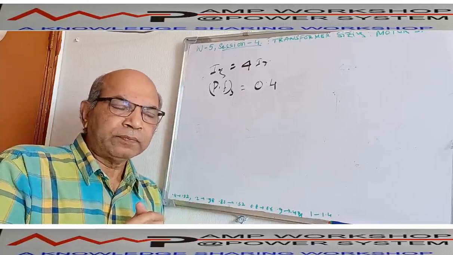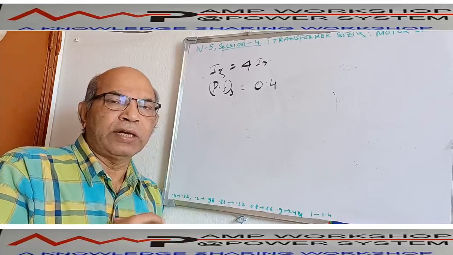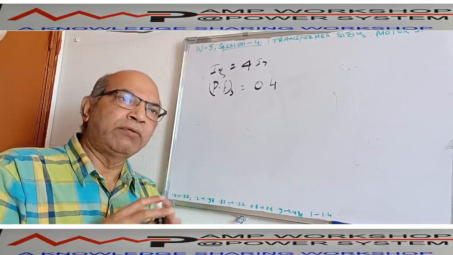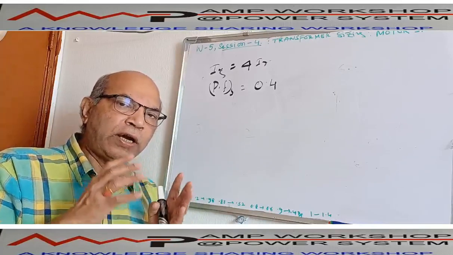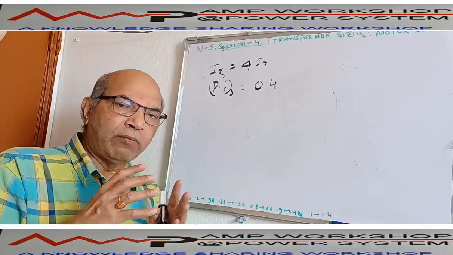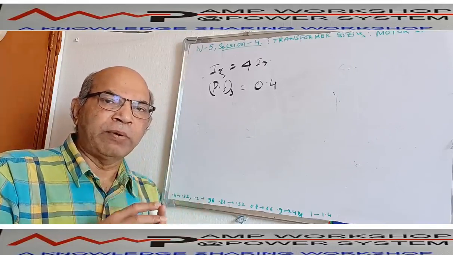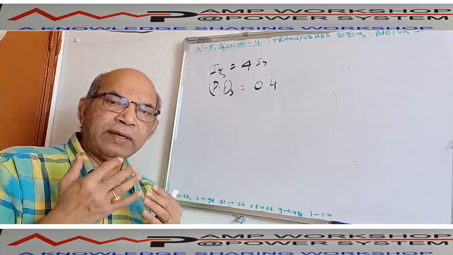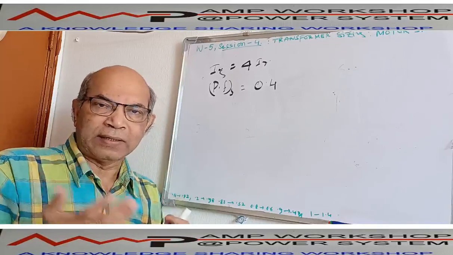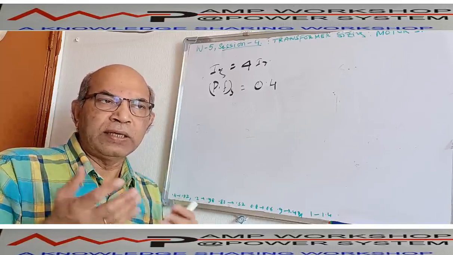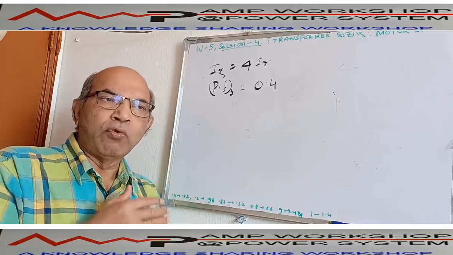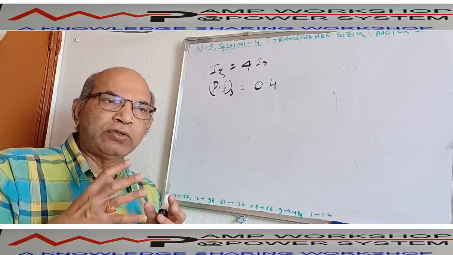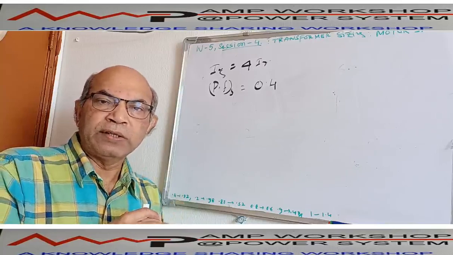Third part, we have already discussed: we know the transformer has a percentage impedance. What is the meaning of percentage impedance? When the transformer is loaded 100%, it is the amount of voltage drop taking place inside the transformer due to the transformer impedance, because transformer windings have a resistance as well as inductance. Due to this resistance and inductance, it has some impedance. So when current flows through the impedance, there will be a voltage drop. That voltage drop we define in terms of percentage impedance.